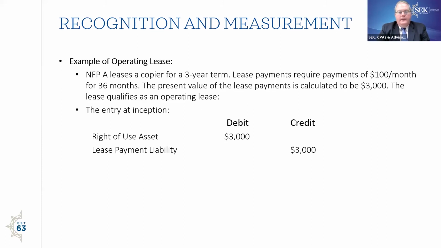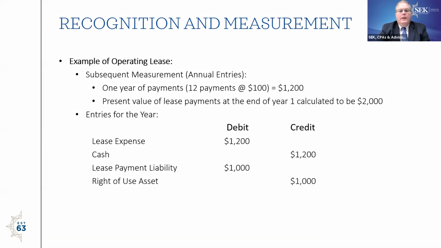So the entry at inception, you're going to debit right of use asset for $3,000 to get the asset on the books. And then you're going to credit lease payment liability for $3,000 also. Then in the subsequent year, you're going to have 1 year of payments, and these are annual entries just to make it for ease of presentation here.